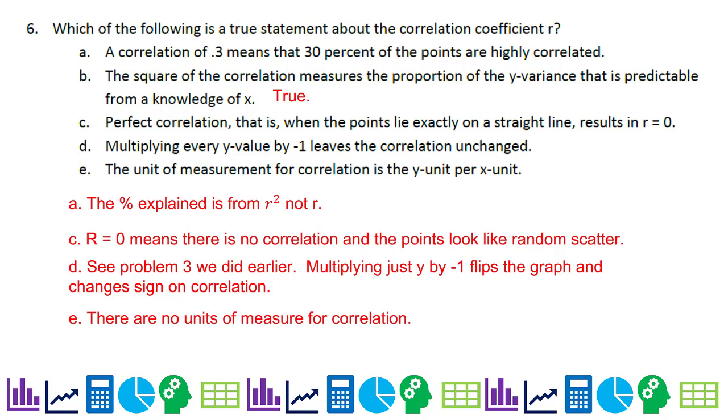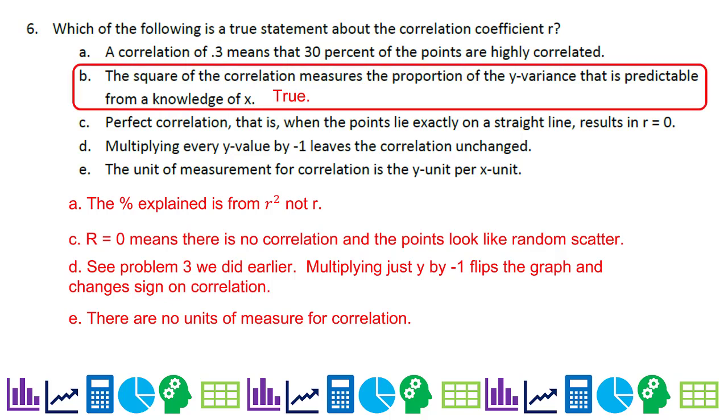And then finally, E, the unit of measurement for correlation is the Y unit per the X unit. There are actually no units for correlation. So B is the correct answer.